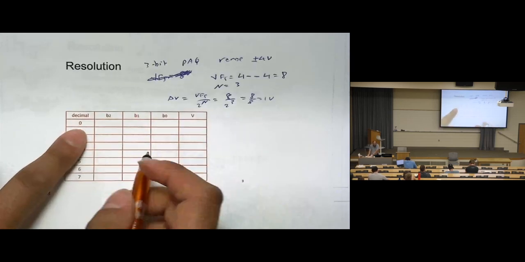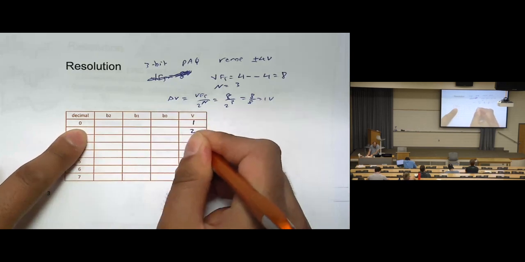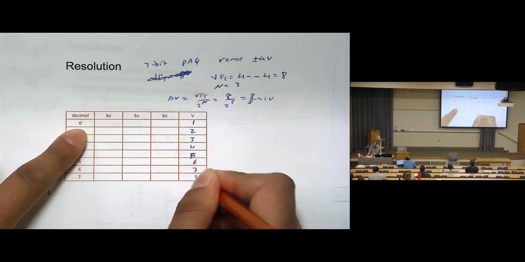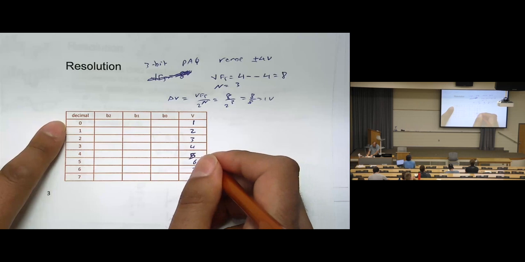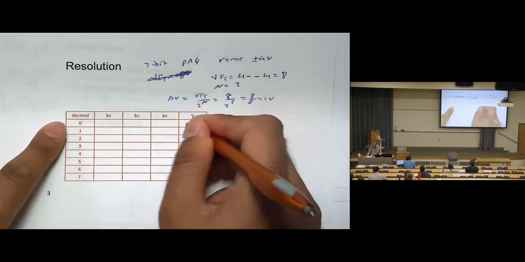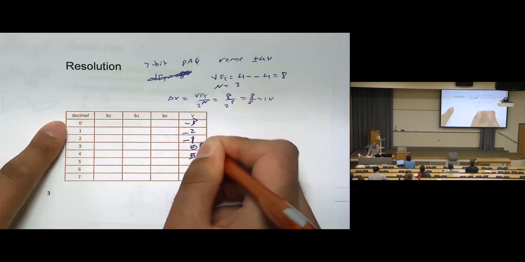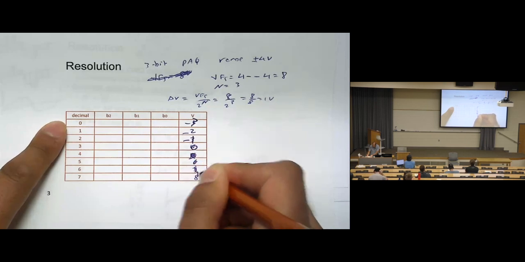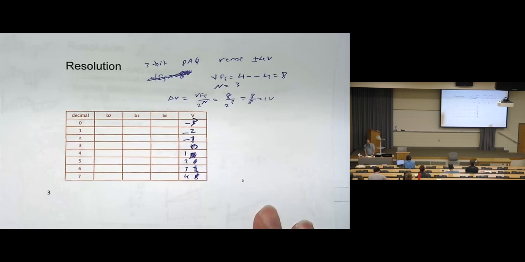So this is the table. It can read 1 volt, 2 volts, 3 volts, 4, 5, 6, 7, 8. That's how my computer can read it. Or actually, since I'm in the negative, I'm sorry, here is negative 3, negative 2, negative 1, 0, 1, 2, 3, 4.